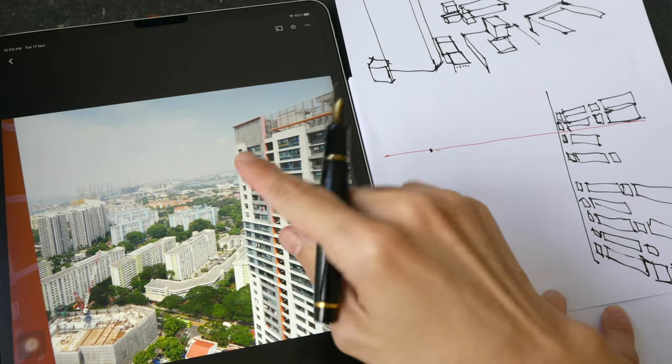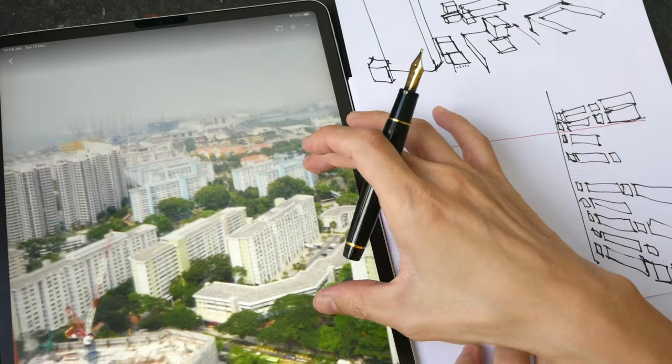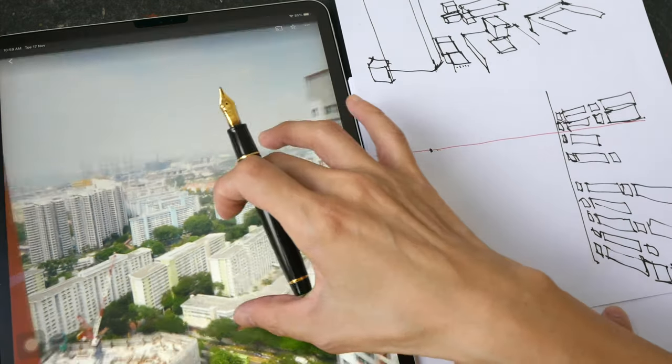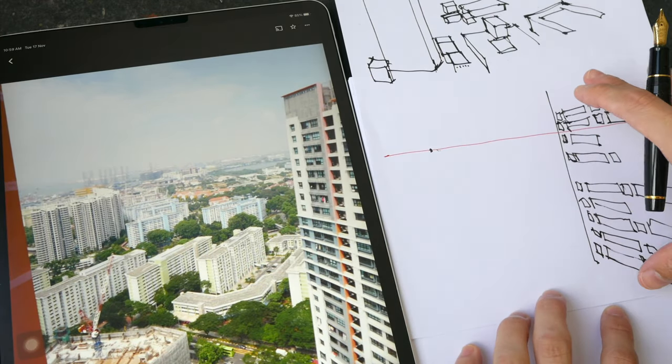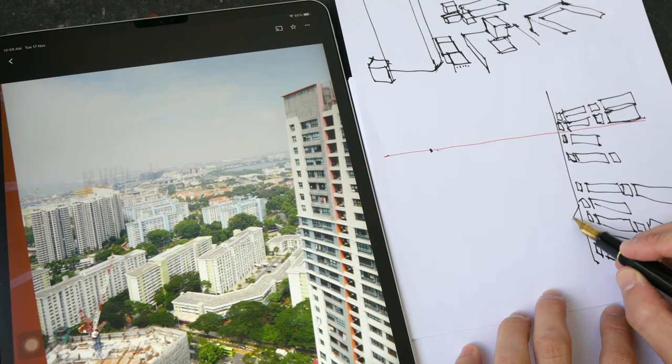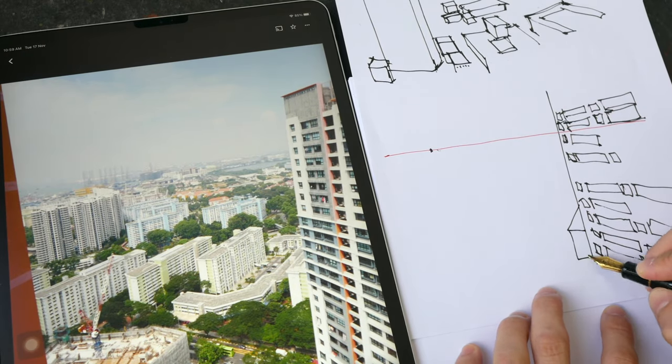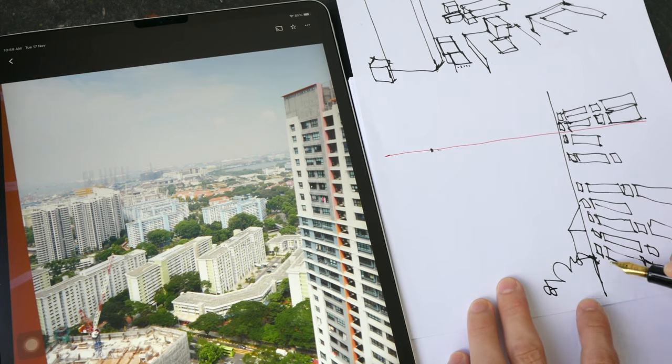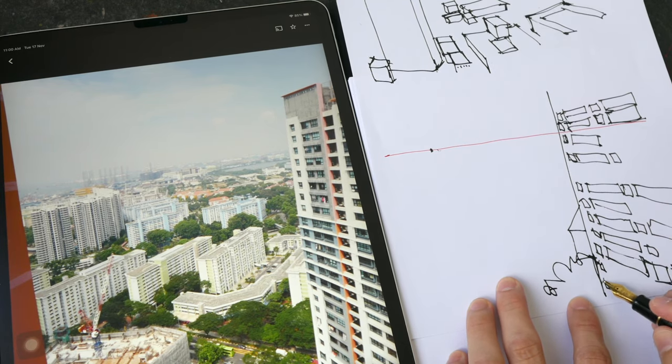See all these residential blocks here? They look like rectangles. Now with this drawn, I can place all the other elements in the scene relative to this very tall building that I have already drawn.